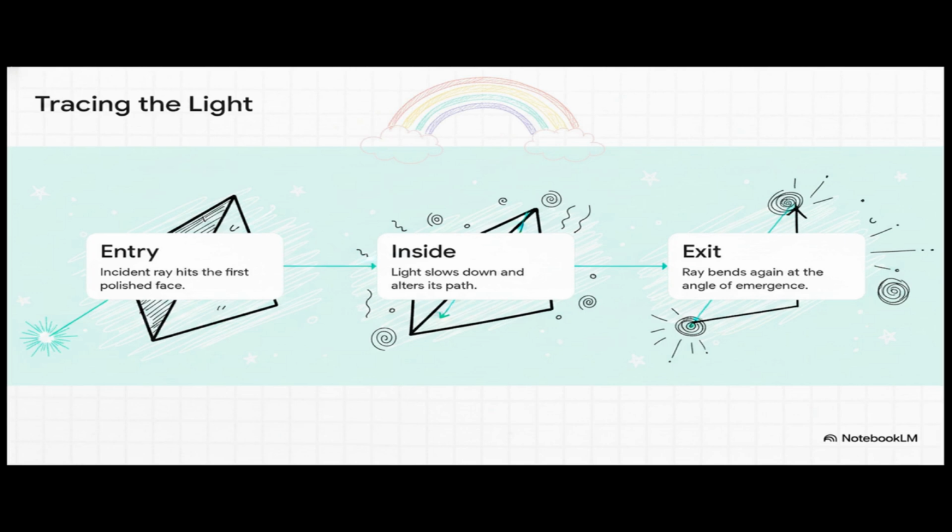Moving to step 2, because glass is denser than air, the light is literally forced to slow down. It alters its path, bending right through the body of the prism. Finally, in step 3, it hits the second polished face and exits back into the air. Since it's speeding back up, it bends a second time. This final exit trajectory is our angle of emergence.